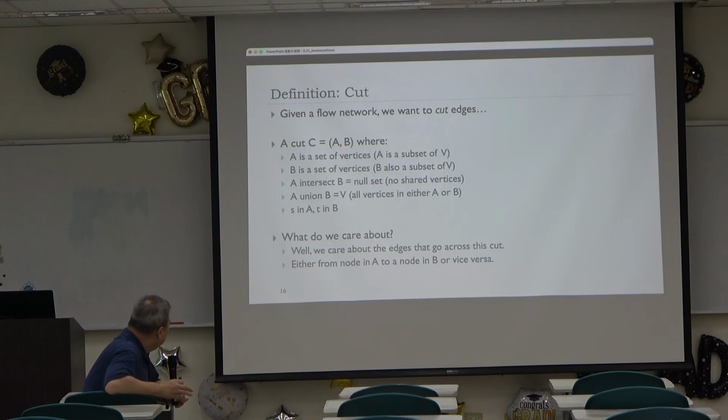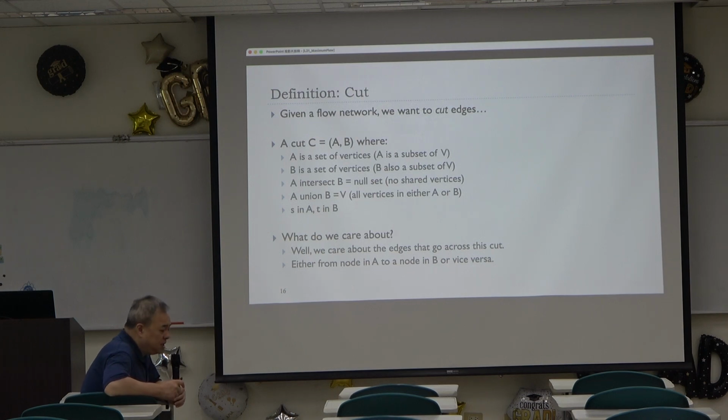First, the set A and the set B, they are disjoint. And the union of A and B is V. Okay, so this is what we call a partition. And to be more specific, remember we have two special nodes, right? The source S and the sink T, right? So the source S belongs to the subset A, and the sink T belongs to the subset B.